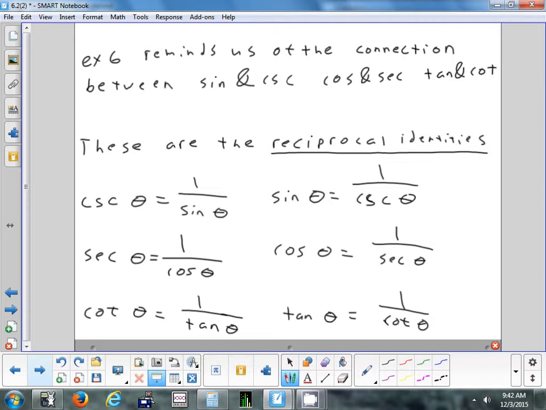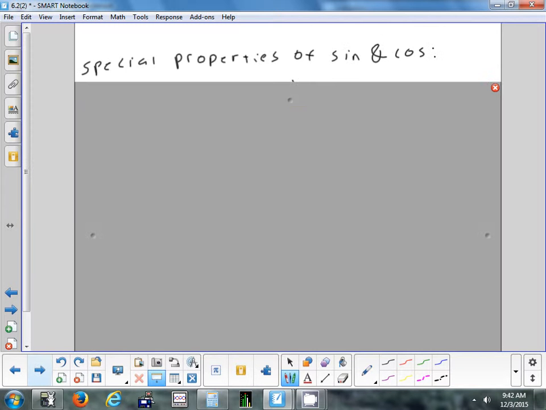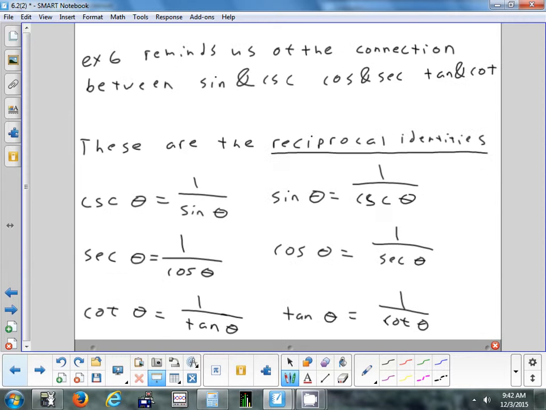Questions on those identities? You've been using them for a couple days now. I just didn't tell you this is what they were called. Still copying?